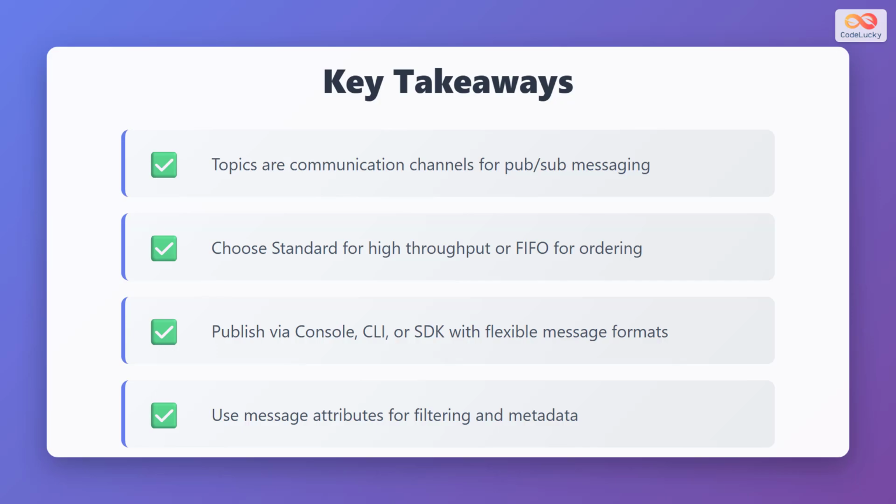and exactly once delivery. You can publish messages through multiple methods: the console for manual operations, CLI for scripting, or SDK for programmatic integration. Finally, message attributes provide powerful filtering capabilities, allowing subscribers to receive only the messages relevant to them. With these concepts mastered, you're now ready to implement robust messaging solutions using Amazon SNS in your applications.